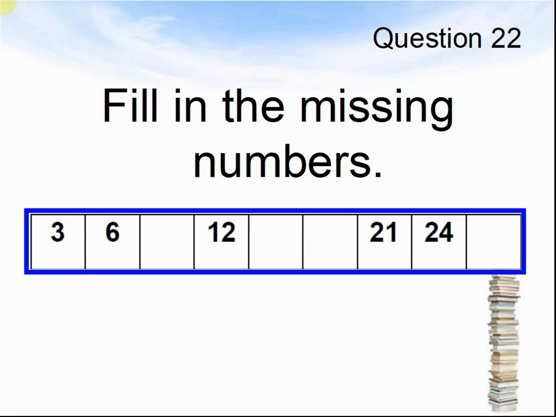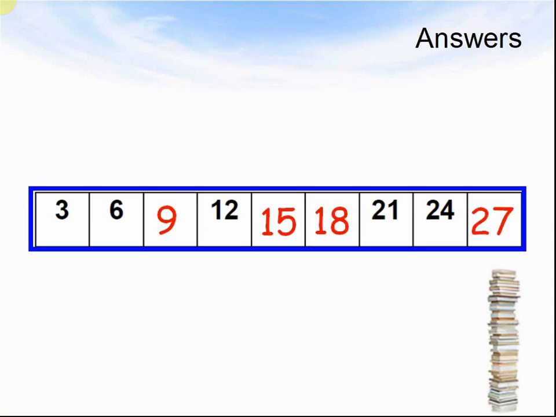Question 22. Fill in the missing numbers. 3, 6, something, 12, something, something, 21, 24, something. Pause the video until you are ready to see the answers. Here come the answers. The answers are 3, 6, 9, 12, 15, 18, 21, 24, 27. Let's look at the next question.